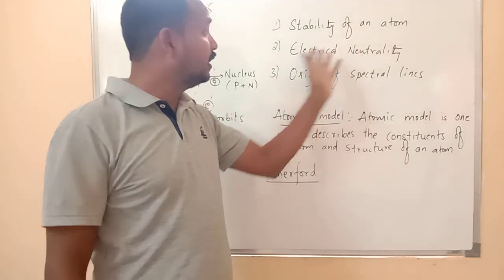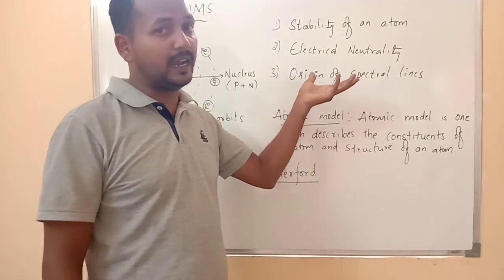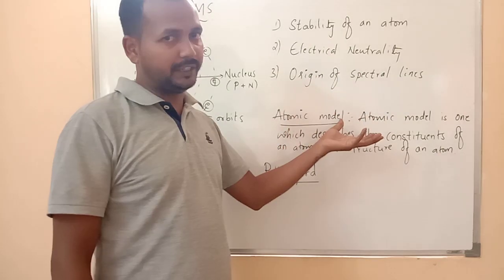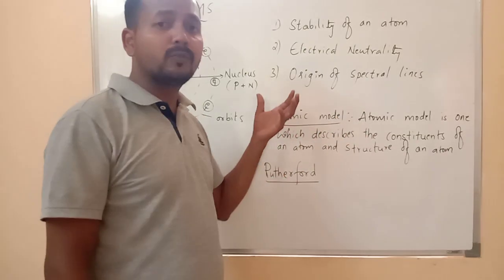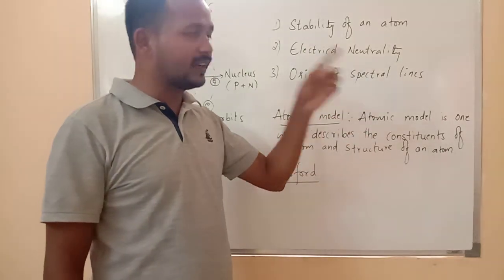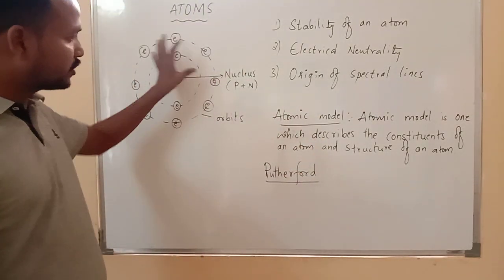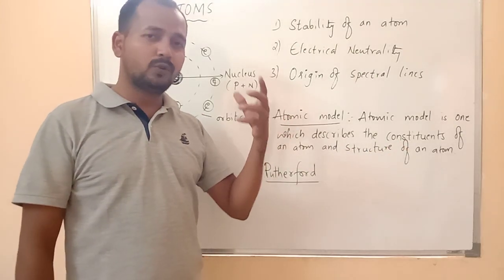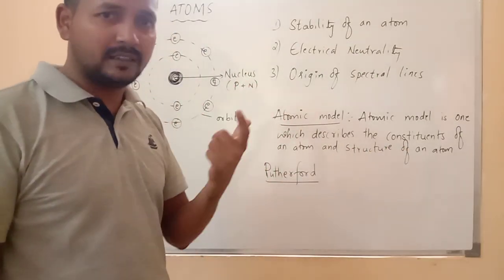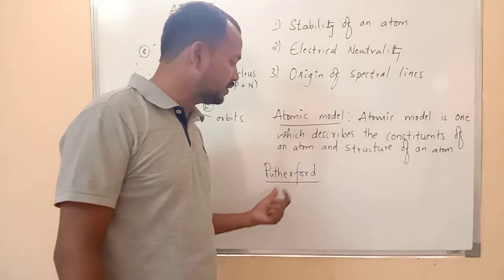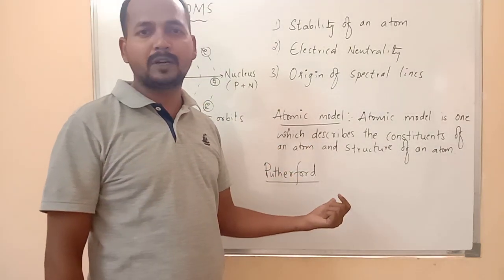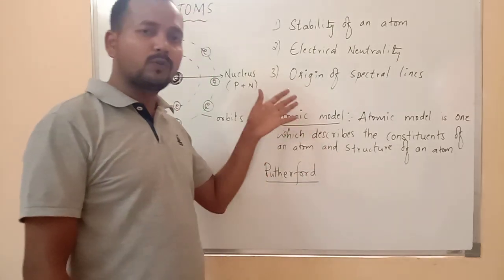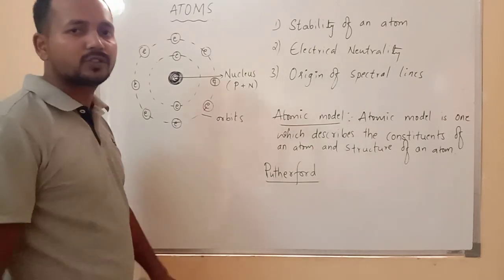In this chapter we are going to study the stability of an atom, why the atom is stable; electrical neutrality, when we say that an atom is neutral; and the third one is the origin of spectral lines, why the spectral lines originate. Okay, that we'll study. The next one, atomic model. An atomic model is the one which describes the constituents of an atom and its structure. Then who is the first person who started developing the atomic model? The first person is called Rutherford. He conducted one experiment. It is also called the Geiger-Marsden experiment. Now let us see what that experiment is and what the observations of that experiment are.